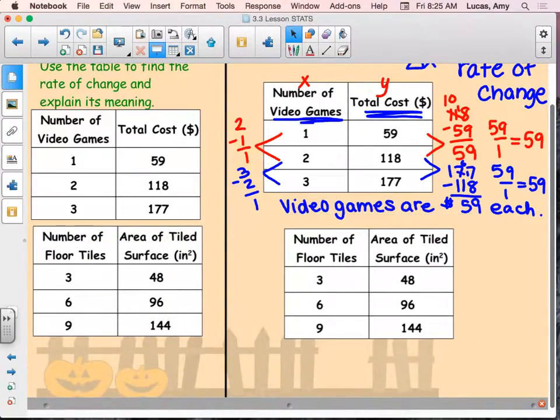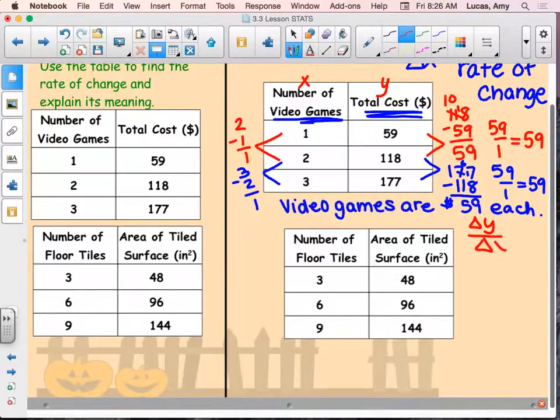Okay, so for this one, we're talking about the number of floor tiles and the area of the tiled surface. So this is if you're tiling at your house, like floor tiles, might be ceramic tiles, you're tiling the kitchen or bathroom entry. So the number of floor tiles, and then the area of the tiled surface. So I need the change in y divided by the change in x again for my rate of change.